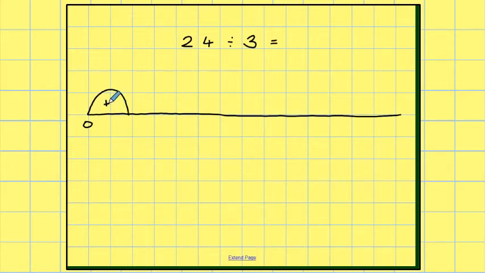So we need to draw a jump, and then we label that jump. If you remember, we label the line. Then you ask yourself some questions. Have I reached the number 24? No. Can I do another jump of 3? Yes, I can. Label your line. Ask that question. Have I got to 24 yet? No. Can I do another jump of 3? Yes. Ask the question, have I reached that number? No, I haven't. Can I do another one? Yes, I can.